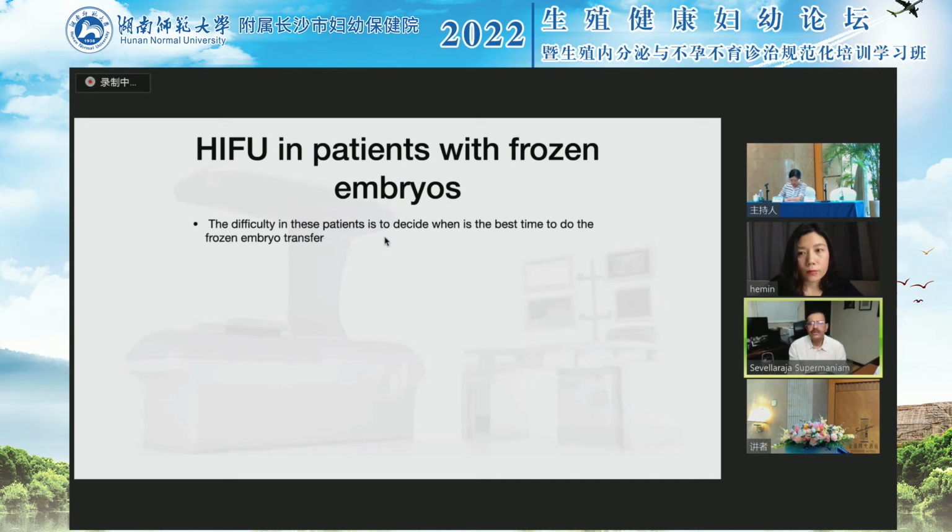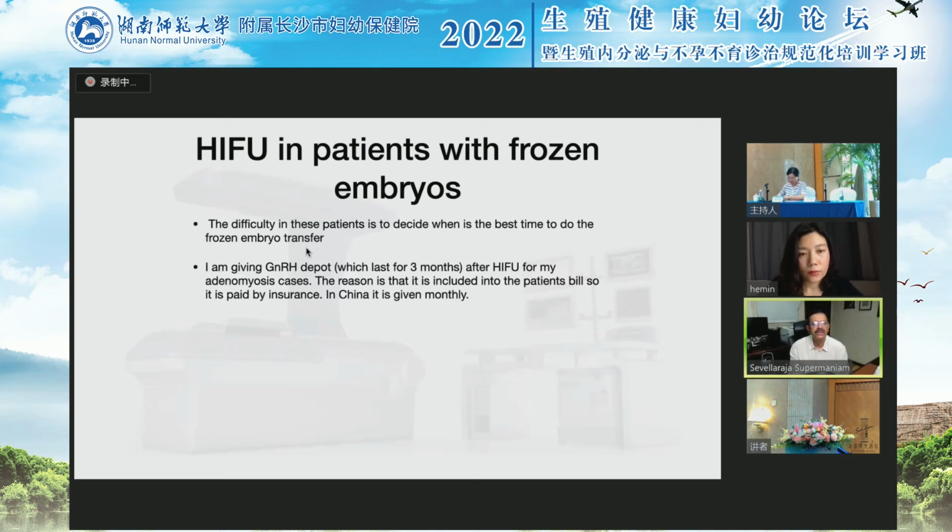The difficulty in this patient, when we do HIFU in patients with frozen embryo transfer, is to decide when is the best time to do the frozen embryo transfer. After HIFU, I'm giving all my patients GnRH depot. This depot actually lasts for 3 months after HIFU for my adenomyosis cases. The reason is because it is included in the patient's bill, so it is paid by the insurance.